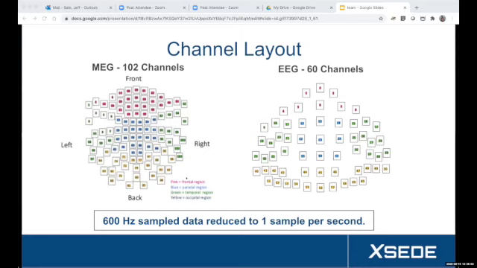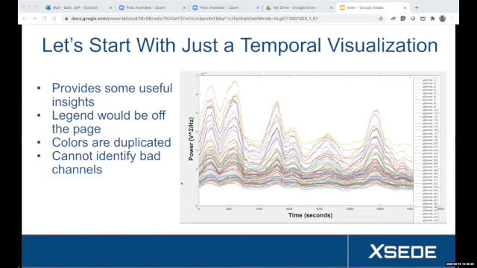Next, I want to briefly review the nature of this data. First, the spatial nature of it. This is an image you've already seen of the MEG and the EEG channel layouts on the scalp as viewed from above. They have 2 spatial components, the X and Y components of the channel locations on the scalp, and a temporal component of 1 sample per second after the data was reduced. I also want to point out that the front, back, left, and right locations of the brain are identified. It's important to keep those viewing directions in mind, because they'll be important when we look at the more advanced visualizations. First, let's just look at the temporal component of our data set.